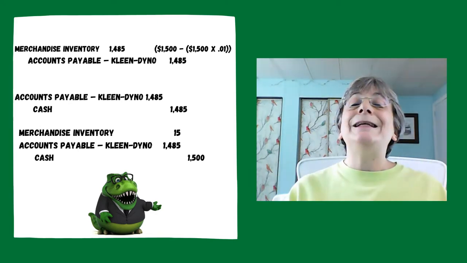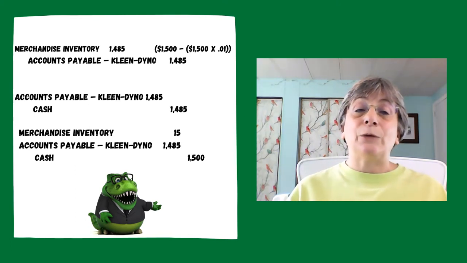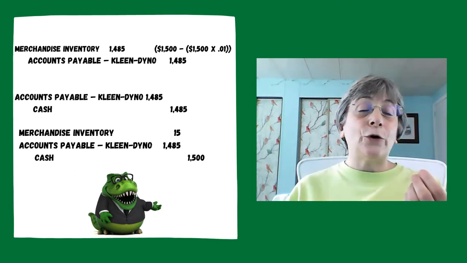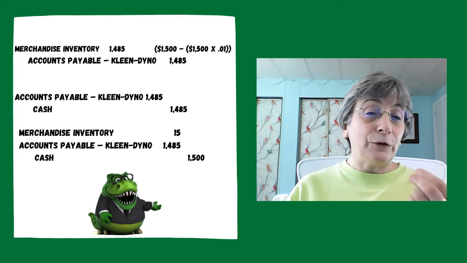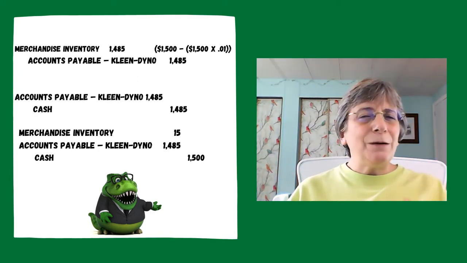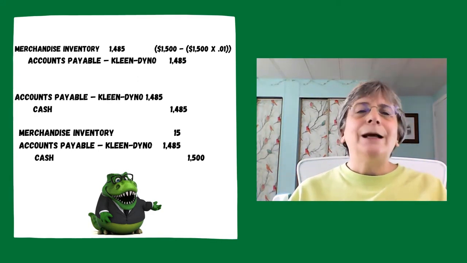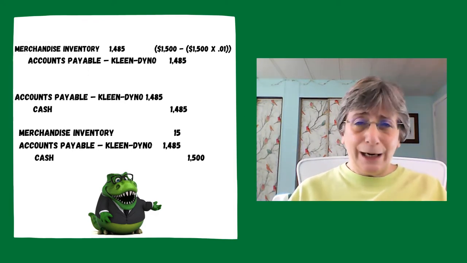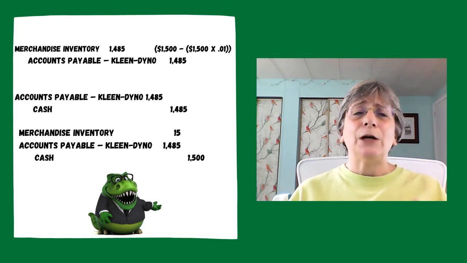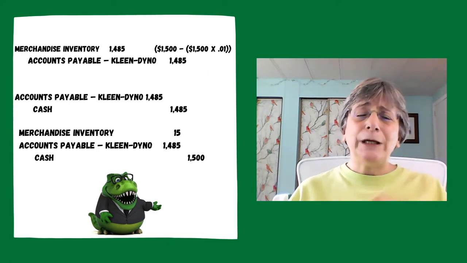Now let's say we didn't pay the bill within the discount time. Right now, our books show that we owe $1,485 to Clean Dino. But because we didn't pay within the discount period, now we're going to have to make an adjustment in our books. So we didn't pay $1,485 for this merchandise. We actually paid the full price of $1,500, but in our books it says that we only owe Clean Dino $1,485. We're going to pay them $1,500.